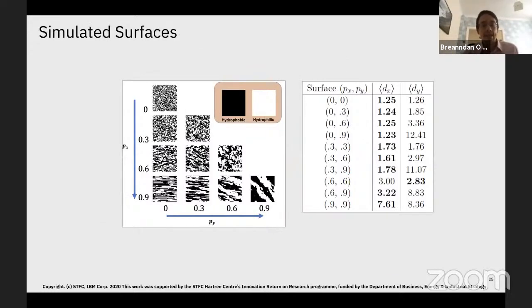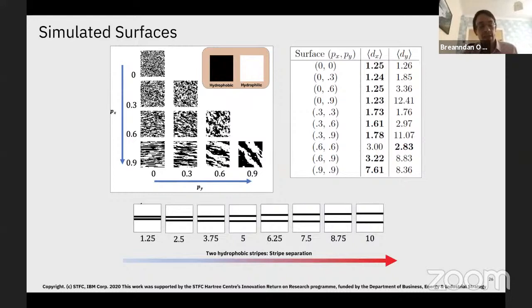Now, we simulated 3 classes of surfaces in this study. First of all, we had the purely hydrophobic and purely hydrophilic surfaces. And next, we generated 10 different heterogeneous or disordered surfaces, where we had a global target surface area fraction, which was 50% hydrophilic and 50% hydrophobic. And the only difference between the different surfaces was the 2 input generative probabilities, Px and Py. And finally, we also generated and simulated 8 different striped surfaces, where we have 2 parallel attractive hydrophobic stripes separated by a hydrophilic repulsive domain.